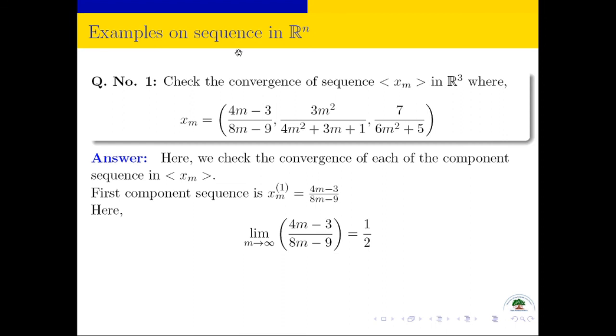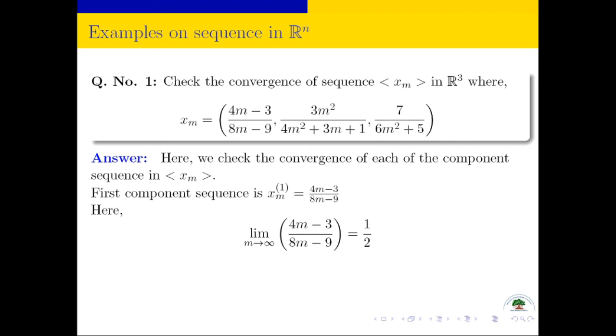Okay, so that was an example on sequences in R2. Let us take one more example. Question number 1. Check the convergence of sequence xm in R3, where xm is the general term of the sequence, and this general term has 3 components. Each of these 3 components is a sequence in R, and we have to check the convergence of this sequence with this general term. So here we check the convergence of each of the component sequences. If all the component sequences are convergent, then sequence xm is convergent, and if any one of the component sequences is not convergent, then the sequence xm will not be convergent.